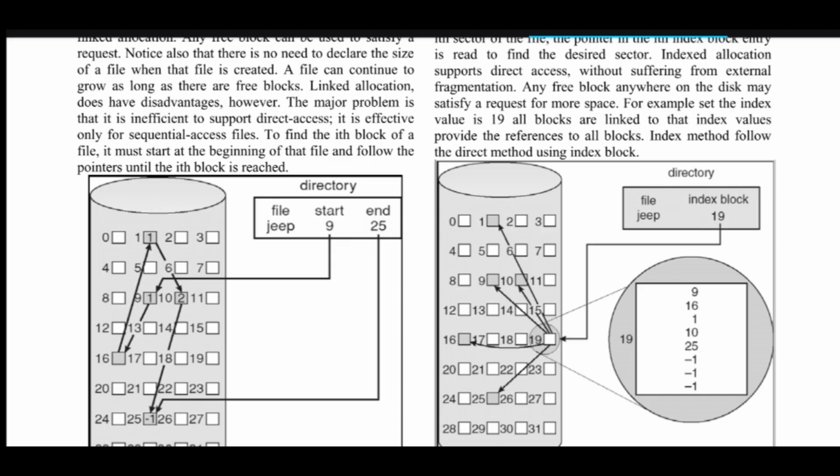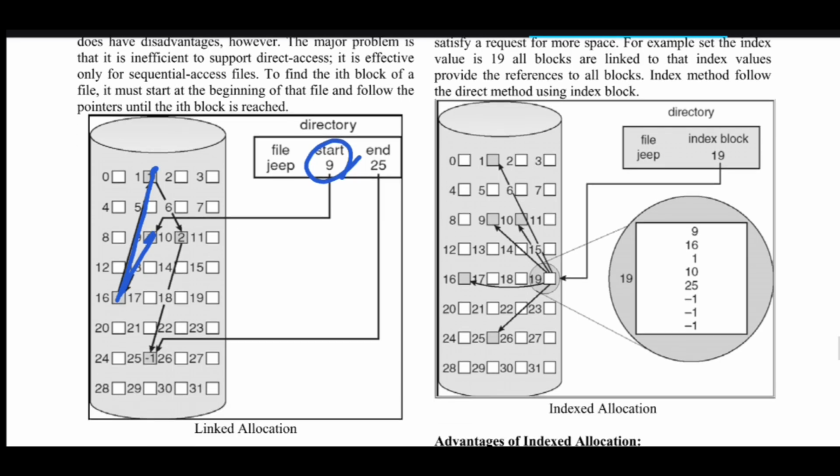Here is some problem. If we want to access some random file, we have to follow the sequence first. Say I want to reach address 1. The starting address is 9, so first you have to start at 9, then 13, then 16, and then 1. We cannot directly go to any random address; we have to follow the sequence.